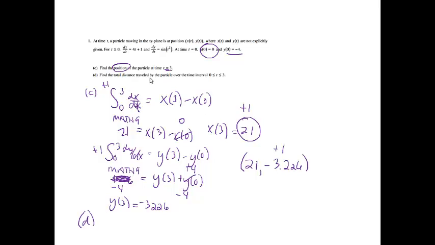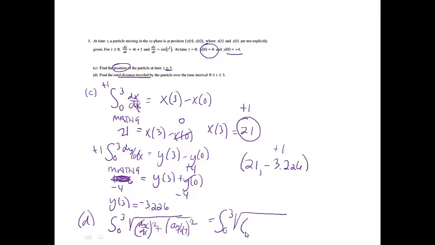Part D: find the total distance traveled by the particle over the interval from 0 to 3. We have a formula for that. The distance traveled is actually just an arc length. So if you'll remember, we're going to do dx/dt squared plus dy/dt squared. It's going to be the integral from 0 to 3 of the square root of (4t plus 1) squared plus sine of t squared, and I would just leave it just like that as I type it in my calculator.